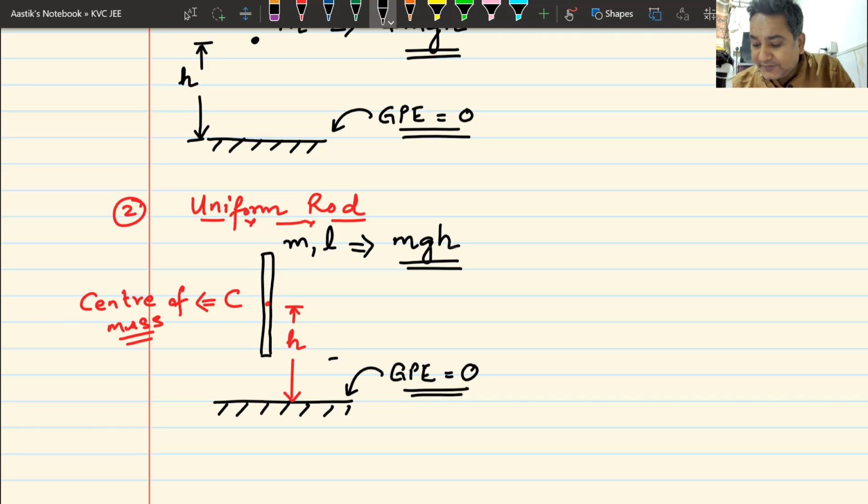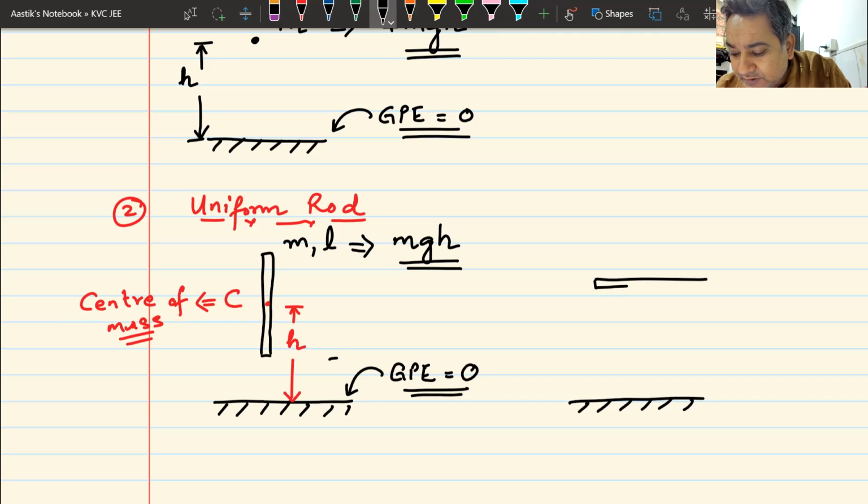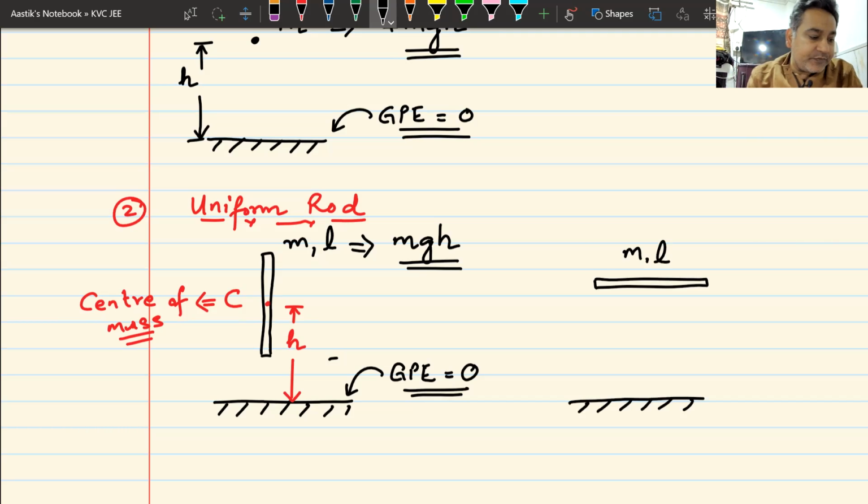Okay. Now, if the same question is put in a different way, see, a question can come in a variety of ways. So you must understand. Once you understand the concept, you must be able to work out what will be the answer. If this rod is horizontal instead of vertical, mass is m, length is l. Now, what would be the potential energy of this rod? Again, I have to locate the center of this rod, which is the center of mass.